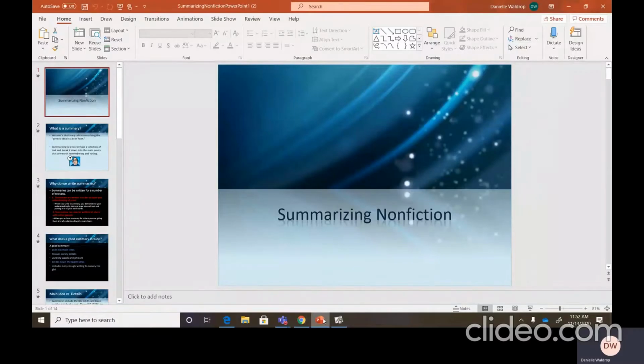Okay, so for reading today, we're going to do some practice with summarizing. And we're going to be working on summarizing nonfiction or informational text. So we're going to come back to this screen here in just a minute and work through a few of these slides. First, we're going to go watch a video of what it means to summarize, and then we're going to do some practice together. So let's watch this video first.